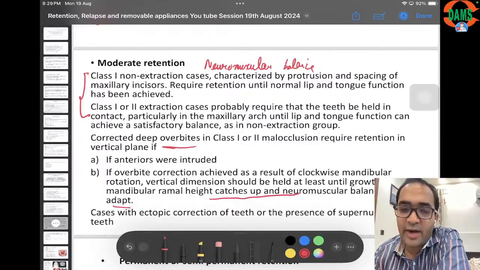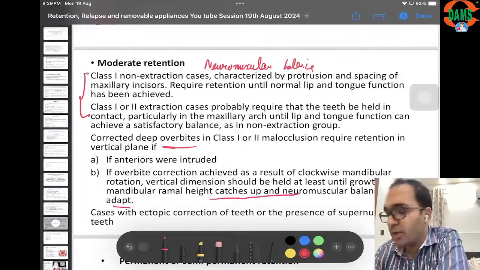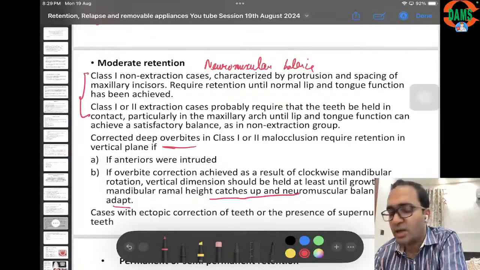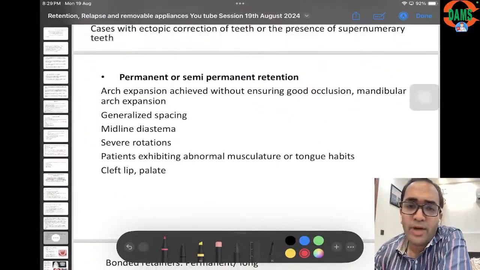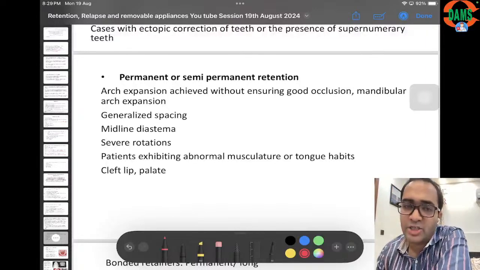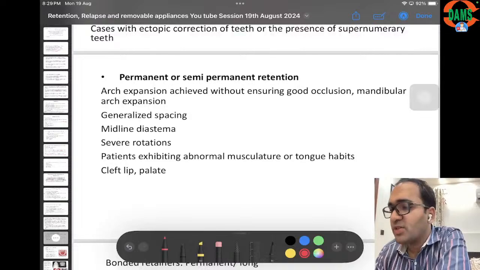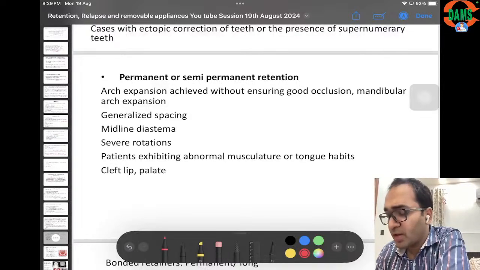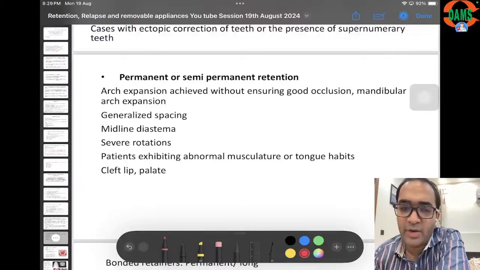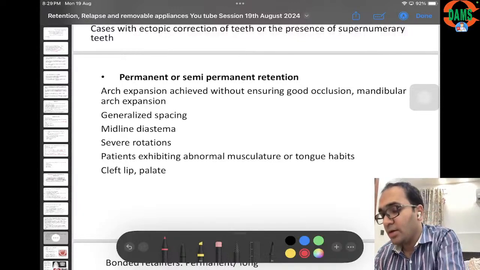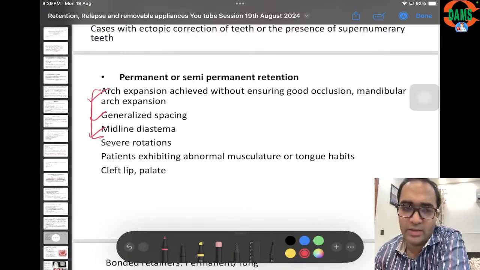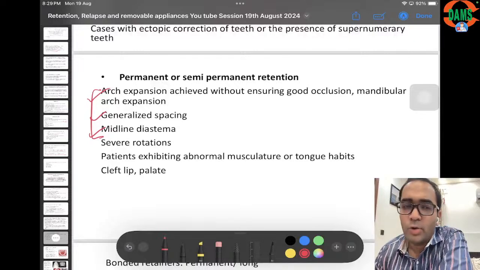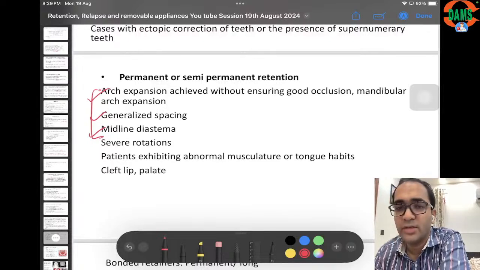Next, cases with ectopic eruption of teeth or the presence of supernumerary teeth require some semi-permanent retention. Permanent or semi-permanent retention cases are arch expansion, generalized spacing, midline diastema, severe rotations, patients exhibiting abnormal musculature or tongue habits, and lastly cleft lip or palate. Midline diastema, expansion and spacing are most commonly asked. In rotation cases, they mostly ask about the CSF, the protocol recommended by Edwards.